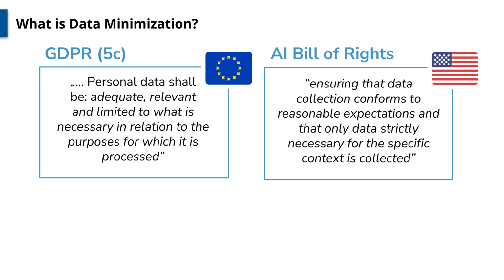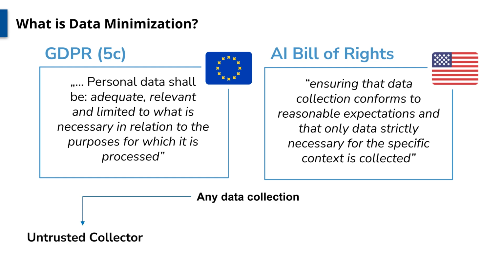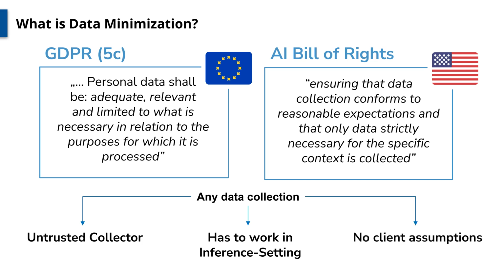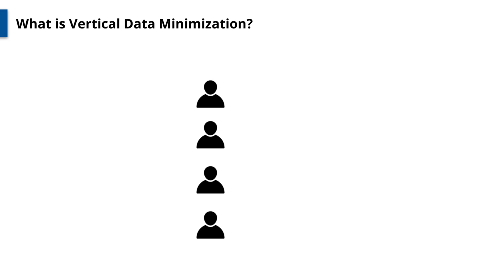For the purpose of this work, we note that these regulations focus directly on data collection and in particular they reflect an untrusted collector setting. Additionally, we will focus for now on the setting in which arguably most new personal data is collected, during model deployment. Lastly, as these regulations apply both widely and directly to the collection, a goal of this work is to make minimal client assumptions. So, now that we know what data minimization is, what is vertical data minimization?